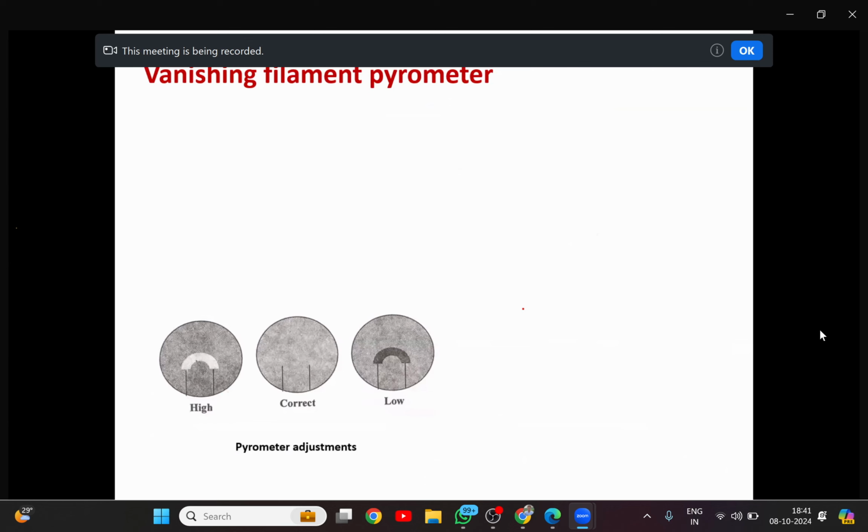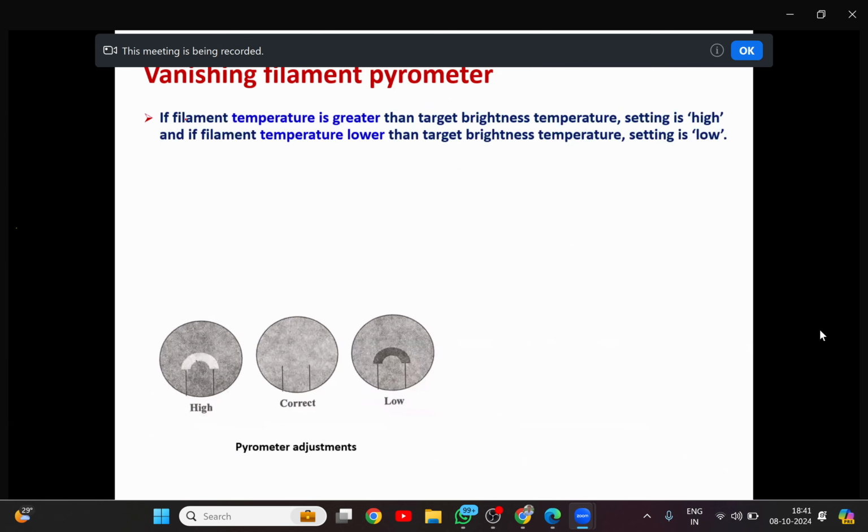So you basically control this until the brightness temperature of this filament and the background are the same. So basically, this is what happens. If the filament temperature is higher than the background, the setting is said to be high. That means the filament will glow in the background. And if the filament temperature is lower, then the filament will look dark, and the setting is called low. See here, setting is high, that means the filament temperature is higher than the background temperature. Setting is high, it is glowing. And if the filament temperature is lower than the background, it is dark.